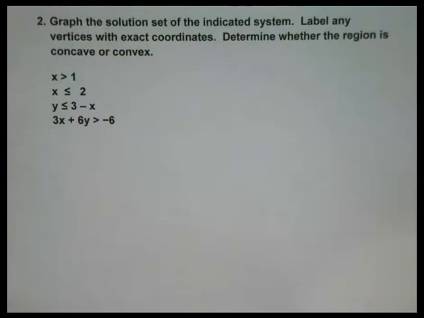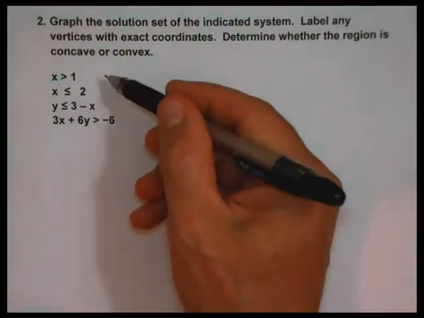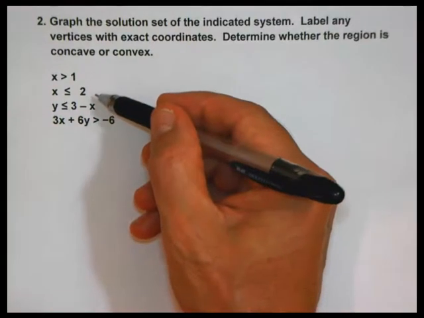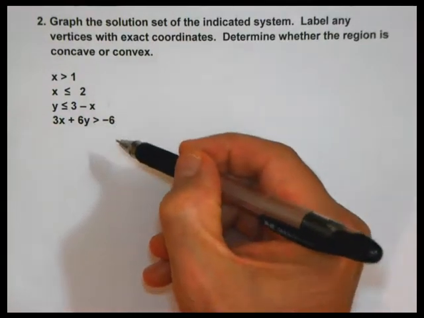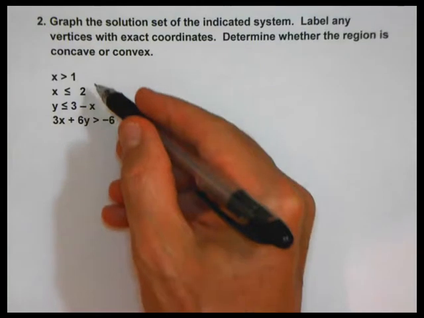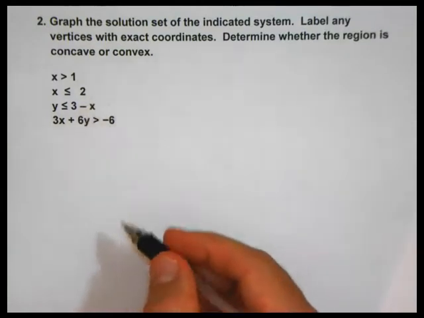Exercise 2. Graph the solution set of the indicated system. Label any vertices with exact coordinates. Determine whether the region is concave or convex. Okay, looking over this system, looks like all linear inequalities. So we've got an intersection of 4 half planes headed our way here.